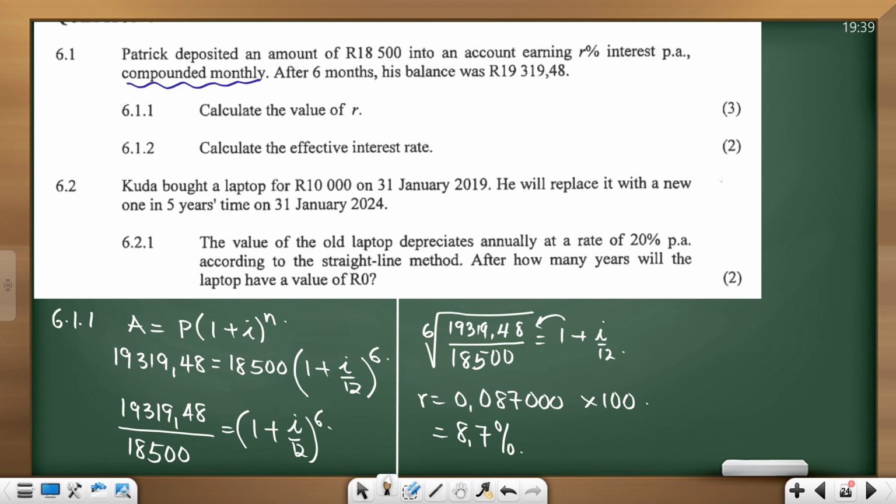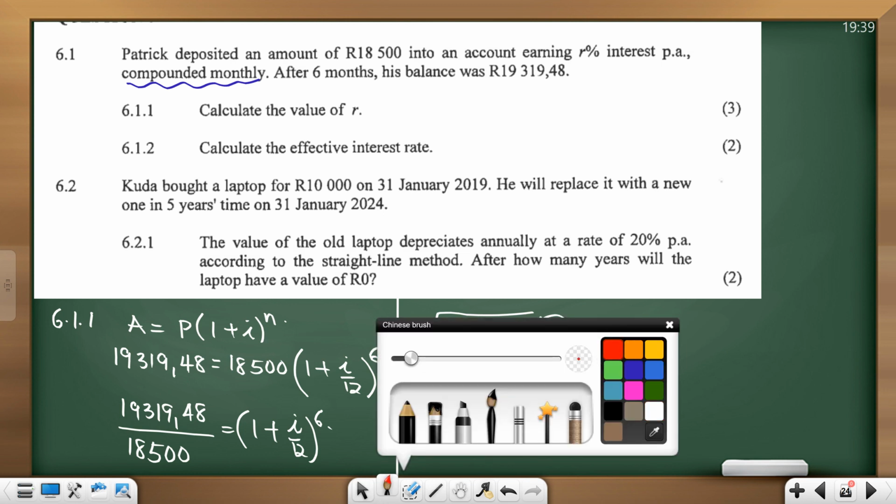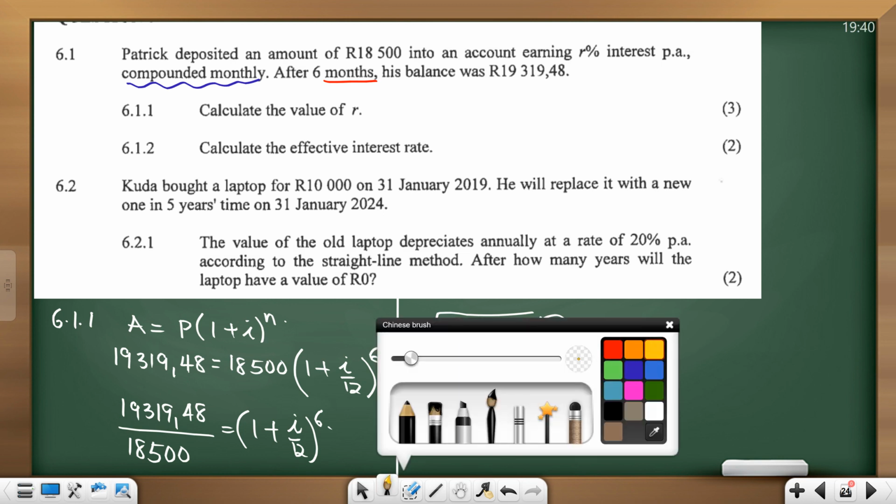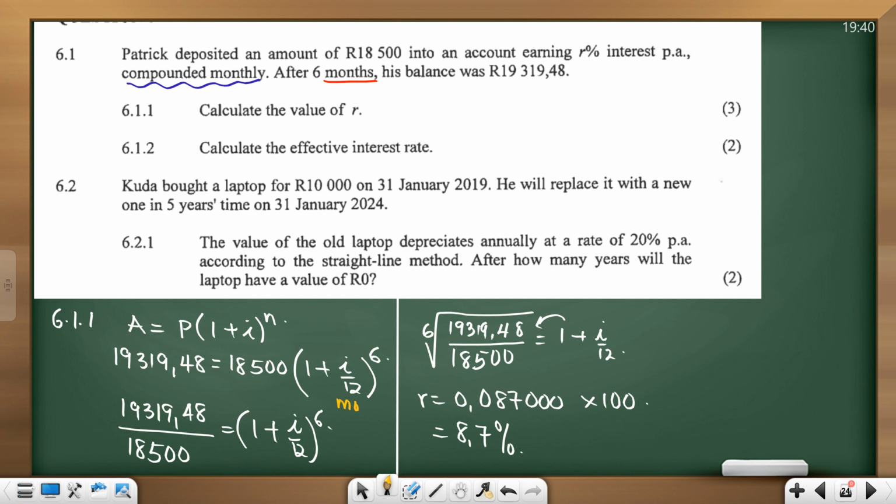So why don't you multiply the 6 by 12? I was waiting for that question. Good. Thank you for asking. It's 6 months, not 6 years. Once I divide by 12, it's now months. Therefore, this one must also be in months. Okay, lovely. I was hoping someone would ask.